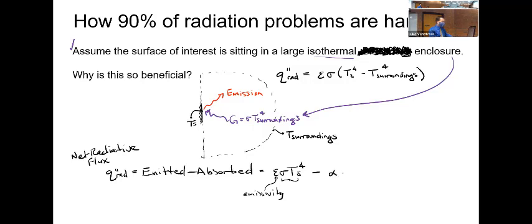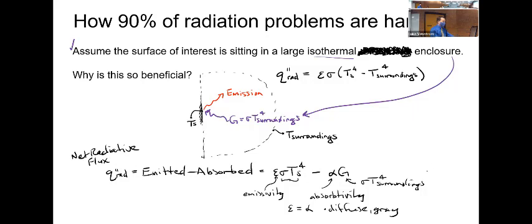And the absorbed part is given by the absorptivity times whatever is incident. Right? So this is the absorptivity. But now we can make a substitution for the incident stuff. It's sigma T surroundings to the fourth. And if we say that the emissivity is equal to the absorptivity, which is true for a diffuse and gray surface, then that becomes this equation. You see that? So this equation works, right? Anytime we have a large isothermal enclosure, because that allows us to make this substitution for G, and when you have a diffuse and gray surface, which allows us to say that the emissivity is equal to the absorptivity.